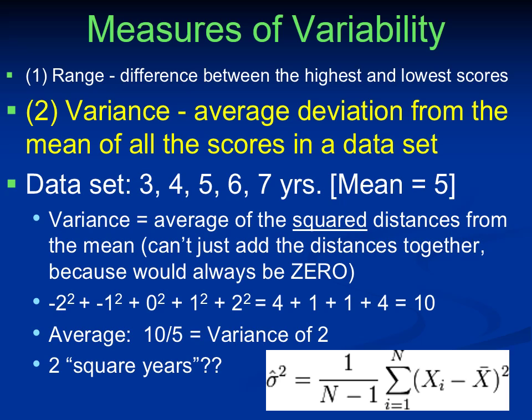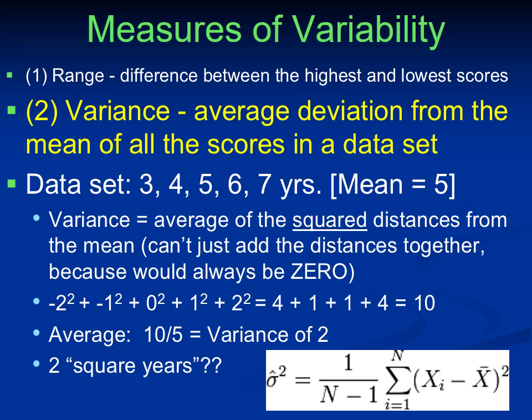Now we have to take the average of that. The average, of course, is we divide by how many data points we have, which we have 5 data points. So we get 10 divided by 5, and we end up with a variance of 2. Okay, a variance of 2.